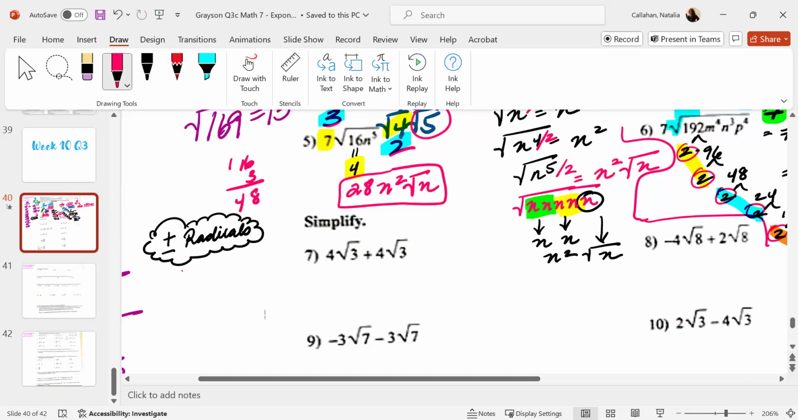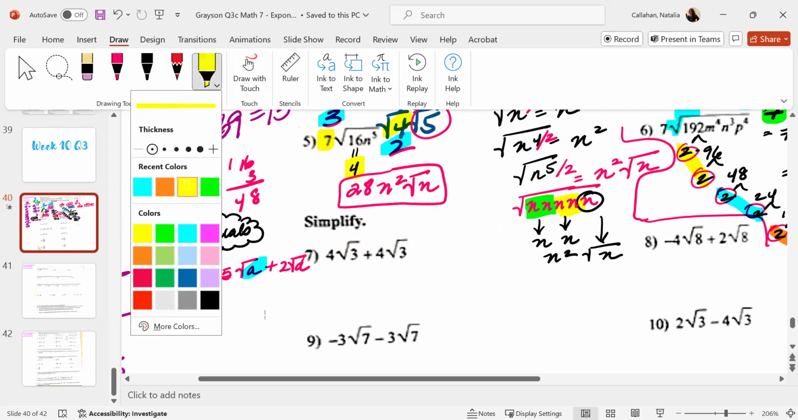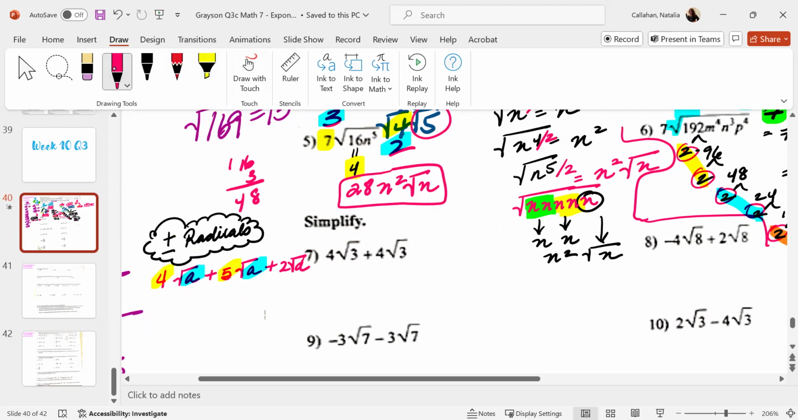Okay, this is how it works. If you have, let's say, 4 square root a plus 5 square root a plus 2 square root d, do you see the difference there? They have to have the same numbers inside the radical in order for you to combine the coefficient. You can combine these two together, which will be 9 square root a plus 2 square root d.